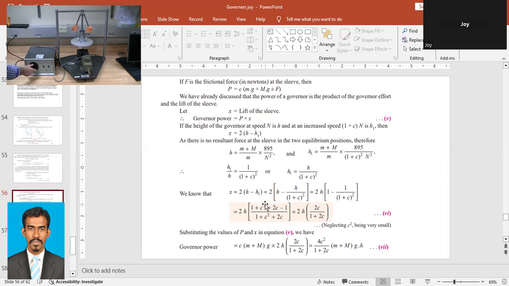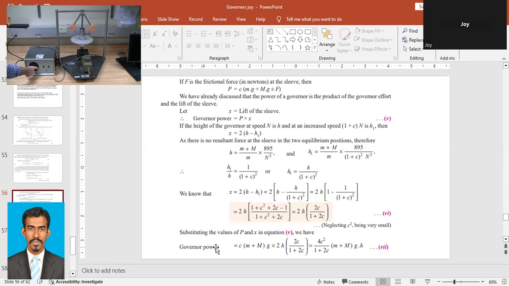And this c squared again, it's a small term, so we are neglecting it, for the same reason, it's a percentage. When you take it into a square, it will be even smaller, so we can neglect it. So this c squared and this c squared will be neglected. What I will have is this 1 and this minus 1 cancelled out. This c squared neglected, so I have 2c here and 1 plus 2c here. So x is equal to 2h into 2c upon 1 plus 2c.